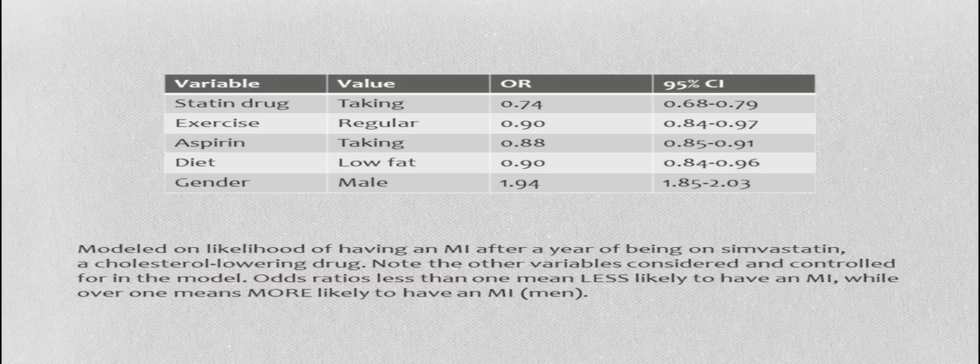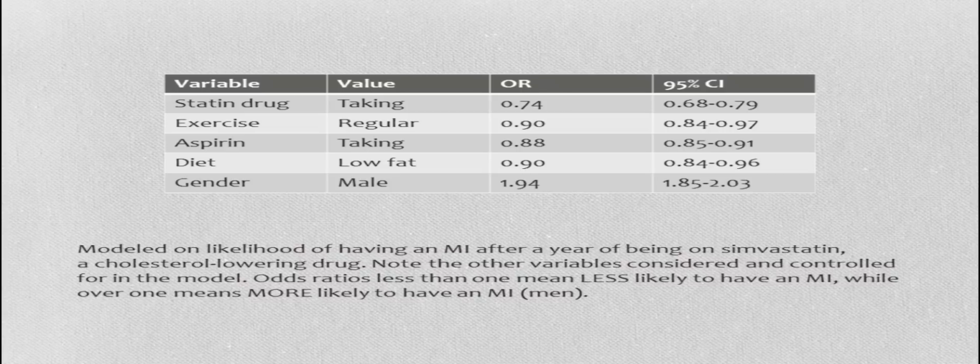So here's an example of the likelihood of having an MI after a year of being on simvastatin, which is a cholesterol-lowering drug. This is just a different way to think about the numbers in a study like that. So we're looking at two populations of people, people that took the statin drug and people that didn't, and then we followed to see whether they had an MI or not. But we were also interested in looking at the impact of these other variables: exercise, and whether they took aspirin, and whether they followed a low-fat diet, and what was their gender, right?